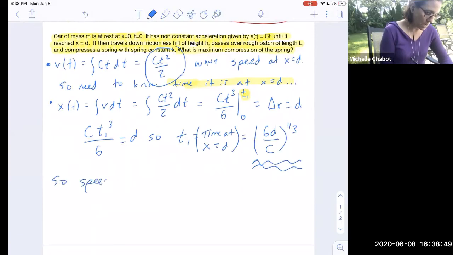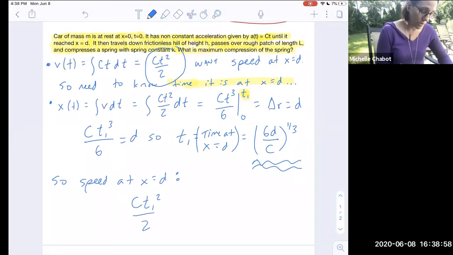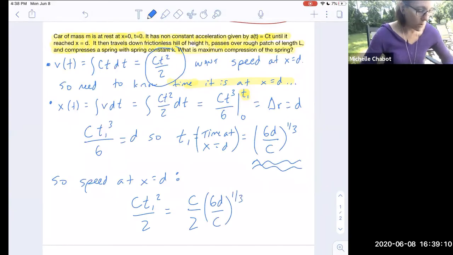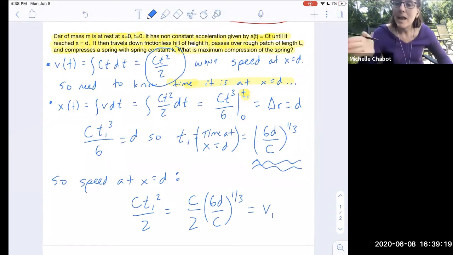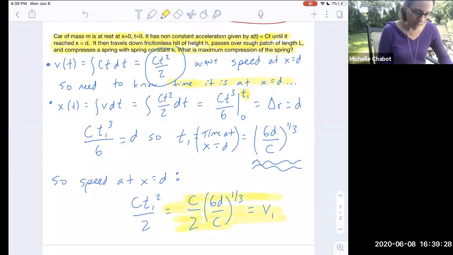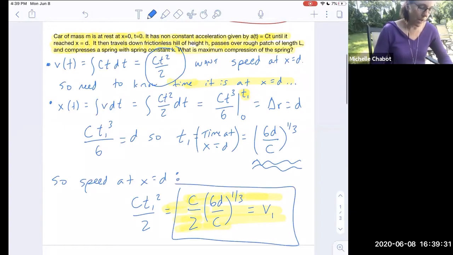So the speed at x equals d is going to be equal to C T1 squared over 2, which is then going to be plugging this all in. It's just not going to look that pretty. I'm just going to write C over 2 times (6d over C) all to the 1/3 power. And so then that's going to be my speed. I'm going to just define that to be V1. That's my speed after that non-constant acceleration has been applied. So I'm going to go ahead and mark that in some way that I remember that's a key result.